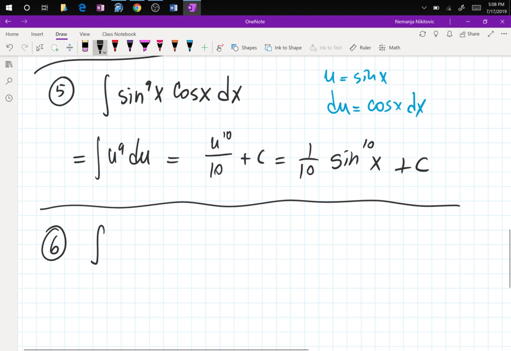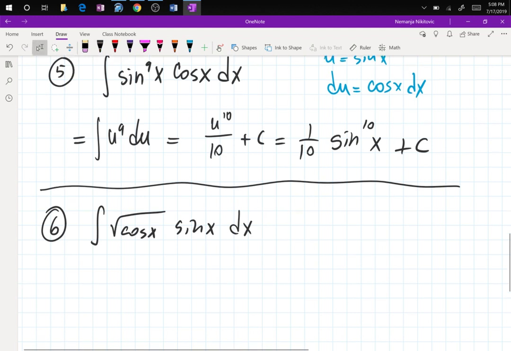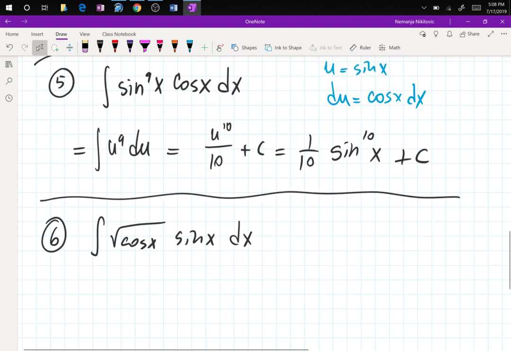Square root of cosine x, sine x, dx. So what do we have here? Another u sub, great.